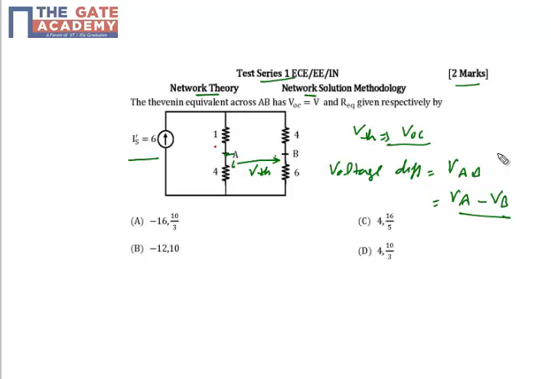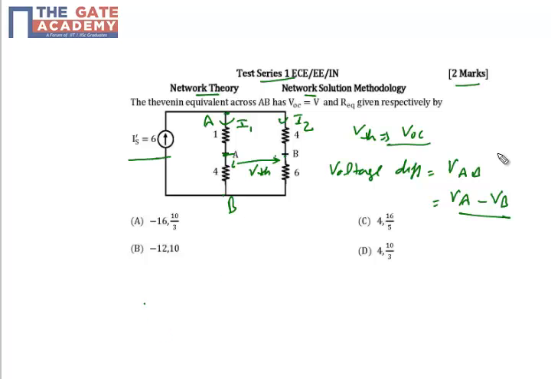So what you need to do is find out the potential at point A, calculate the potential at point B, and subtract. So it's a very simple problem. We already have a current source. Apply a current divider here. Just name this terminal A and B. Let's apply a current divider here. Name the currents in the branches I1 and I2.